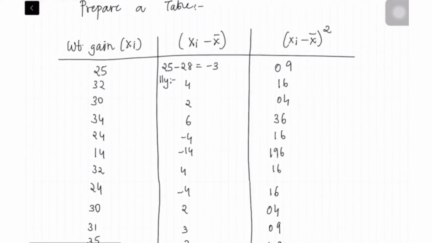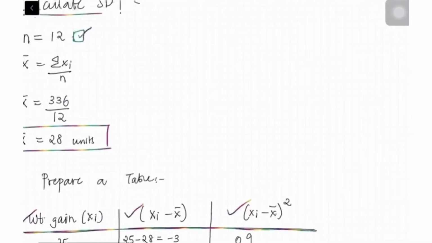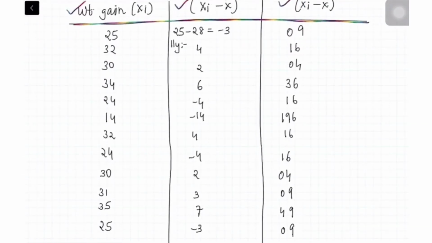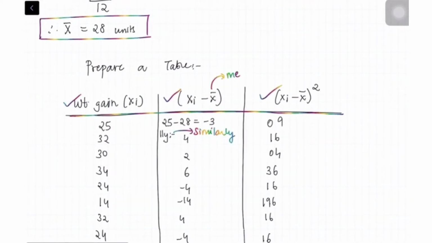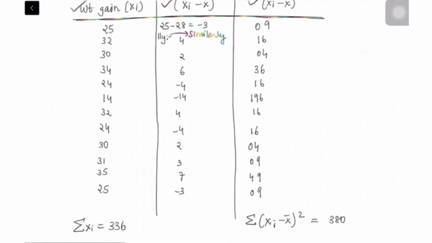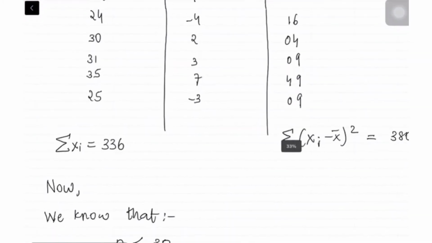Now the second step is to prepare a table. From the data we are going to prepare a table which has weight gain xi, xi minus x bar, and (xi minus x bar) whole square. Okay, so weight gain, that is data xi, we have got from the data itself. Now we will be subtracting the mean from the individual value.